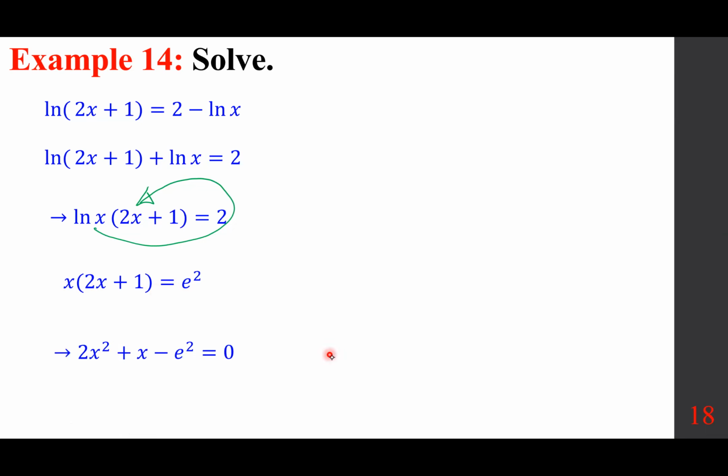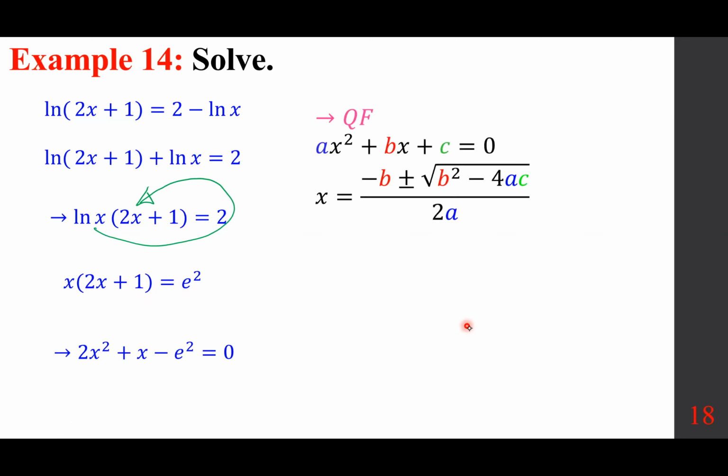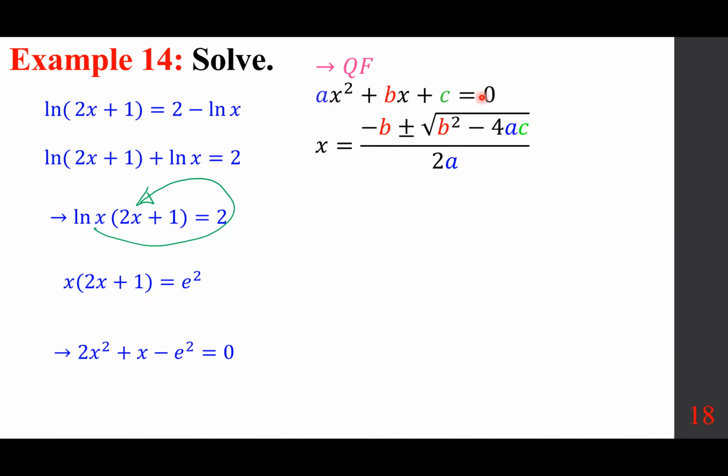And to solve this, remember, e is not a variable. e is 2.718, and it continues indefinitely. e is a number. So we're going to keep it as e to get an exact answer. So we are going to use the quadratic formula. Everybody remembers the quadratic formula: ax squared plus bx plus c is 0.